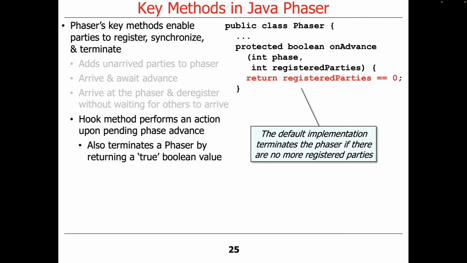And by default, the onAdvance hook method, which doesn't have to be overridden unless you choose to, will return true if there are no more registered parties, if all the other parties have gone away, if they've deregistered themselves. Then it'll cause the phaser to be done. And I'll show you how to use this hook method shortly too.